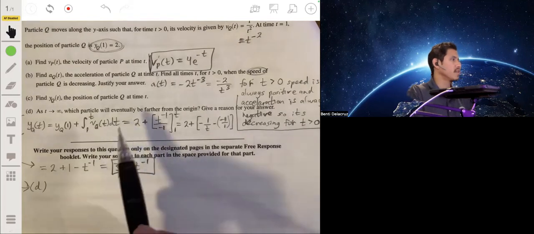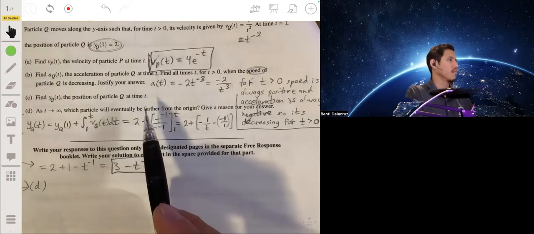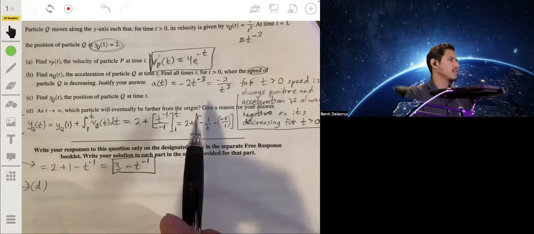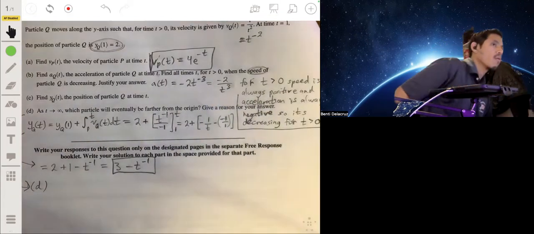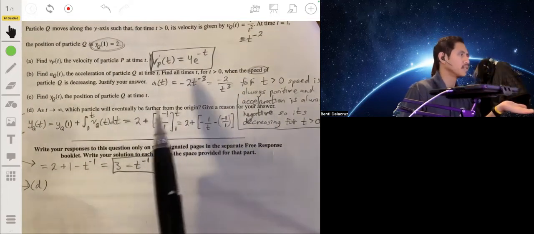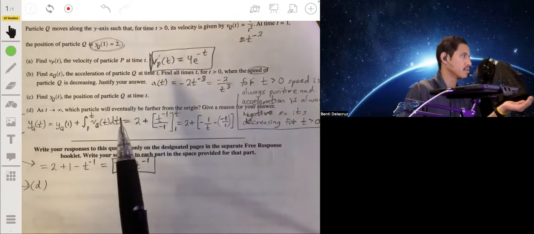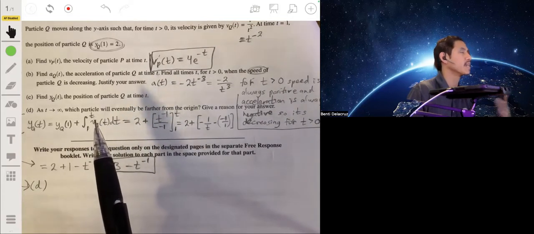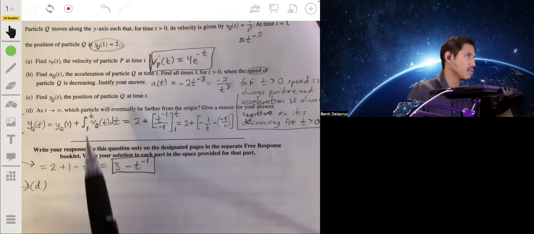All right, in part D, as t goes to infinity, which particle will eventually be further from the origin? Give a reason for your answer. Okay, so essentially we want to see where each particle will be as t gets super large. So we basically want to get an idea of its position as t goes to infinity.